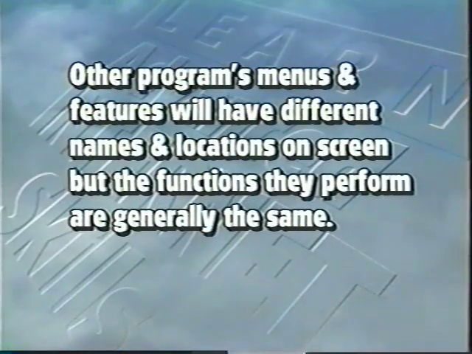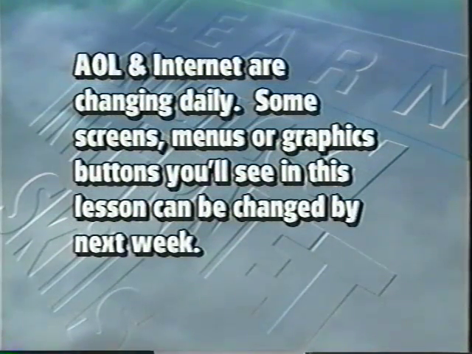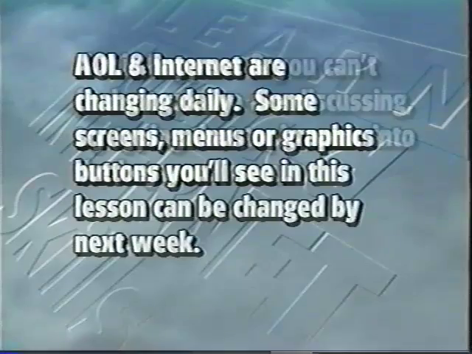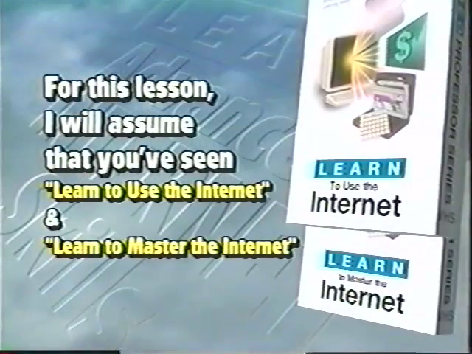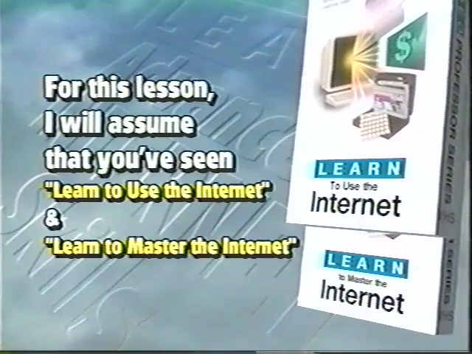Although some of the menus and features will have different names and locations on the screen, the functions they perform are generally the same. Also, AOL and the internet are changing daily. Some screens, menus, or graphic buttons you'll see in this lesson can be changed by next week. If this happens and you can't find a topic we are discussing, try typing that topic name into the keyword menu. For this lesson, I will assume that you've seen my Learn How to Use the Internet and Mastering the Internet lessons, or already have some experience on the net. If not, you may want to review these tapes before continuing with this lesson.